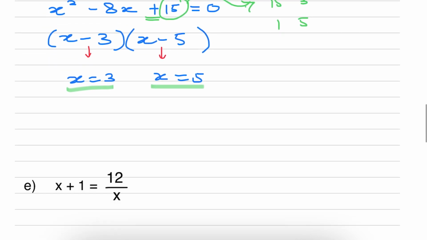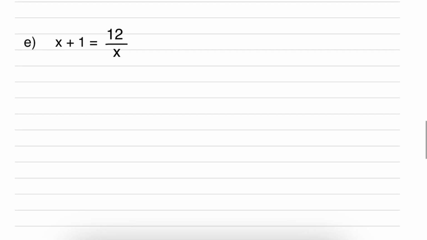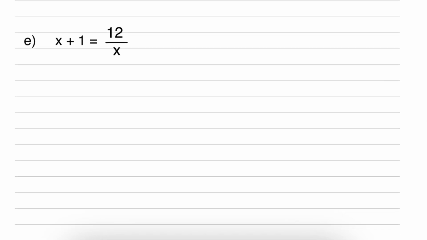Okay, we won't represent this on a graph because from here on out, the equations and functions become a little more complex than your standard and ordinary parabola graph. In any case, question number 5, or question E. This one says x plus 1 is equal to 12 divided by x. Right, let's have a look.